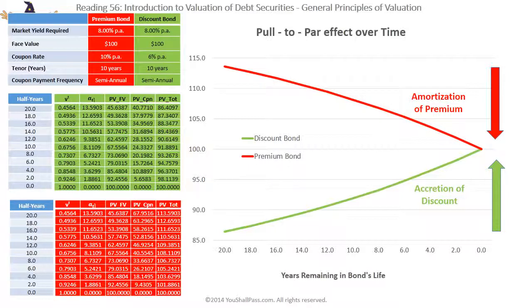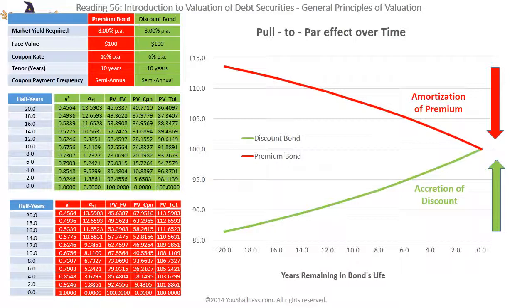This is the story of both of these phenomena told visually. The prices of both bonds start out away from par. The price of the discount bond starts at 86.4097 and that of the premium bond starts out at 113.5903.